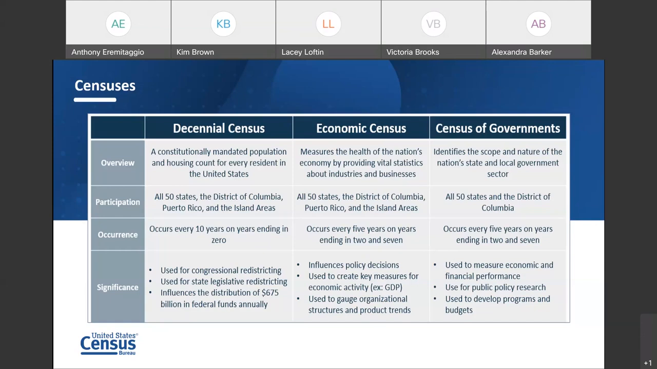Census of governments, this one a lot of people may not be familiar with at all. This is done also in years ending in 2 and 7, every 5 years. It's done for the 50 states and the District of Columbia. And it also measures the economic and financial performance, public policy, and also develops programs and budgets.